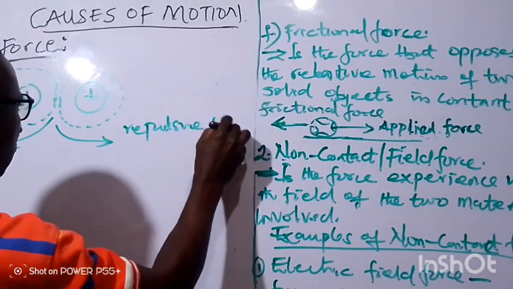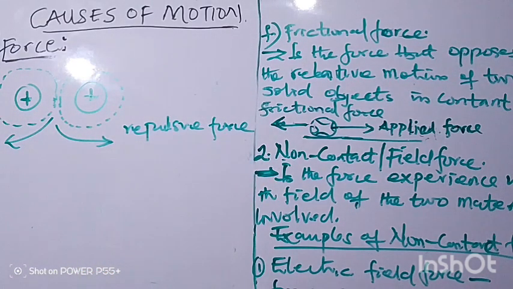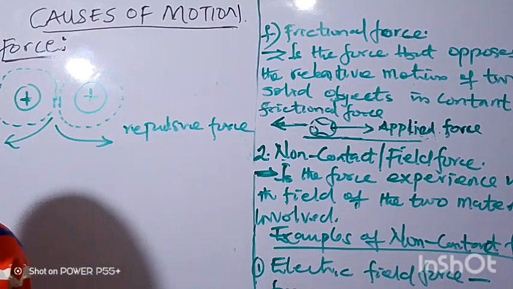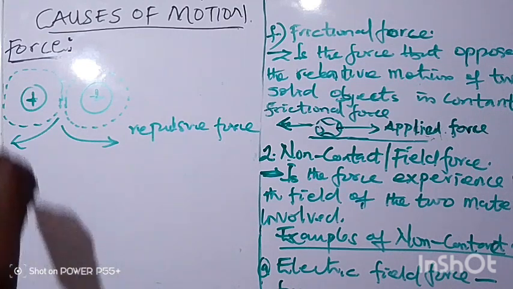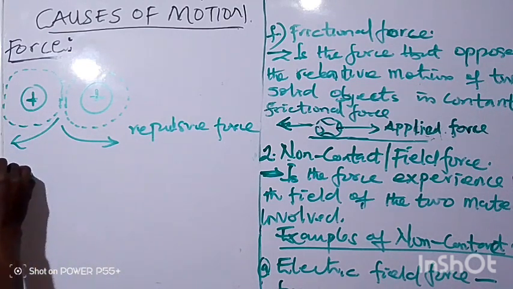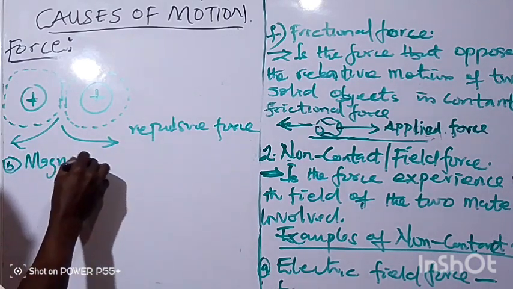Repulsive force, they will repel each other. But if it is positive, negative, then attractive force will occur. And the second one, under non-contact force, is magnetic field force.